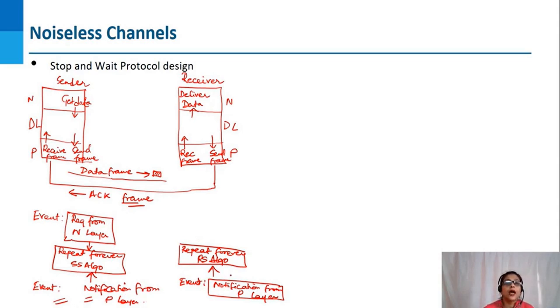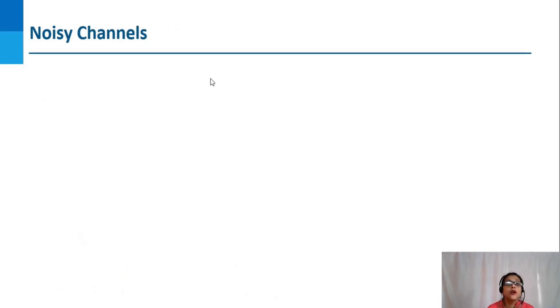And what happens at the receiver side? It has to have the same notification from the physical layer that it has received a frame, and nothing more than this. So this is the stop and wait protocol design for noiseless channel. This is the same as the simplest protocol with the added functionality of flow control. Next we look into the noisy channels.